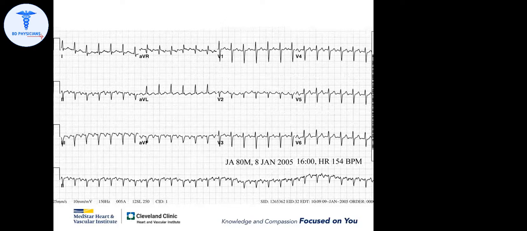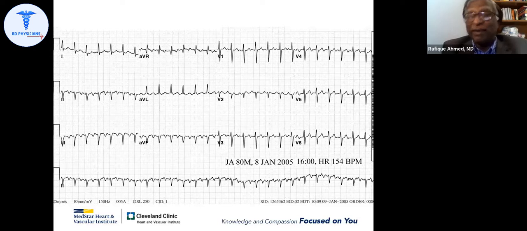Sinus tachycardia. But the problem is, for 154 beats per minute, that's too fast for sinus tachycardia. It can happen if somebody is running, right? Or somebody is very sick. Yes, sir. So anytime I see this P rate, now if you see this, do you see another P wave?